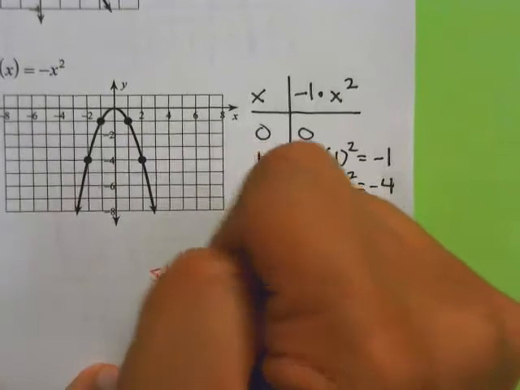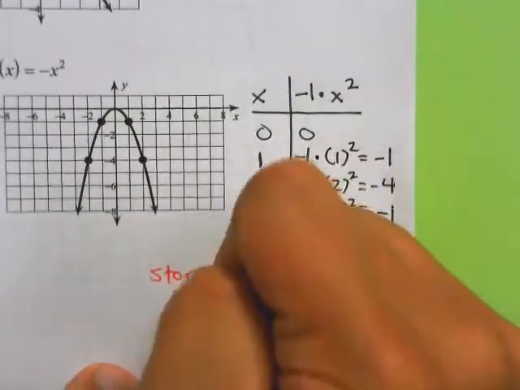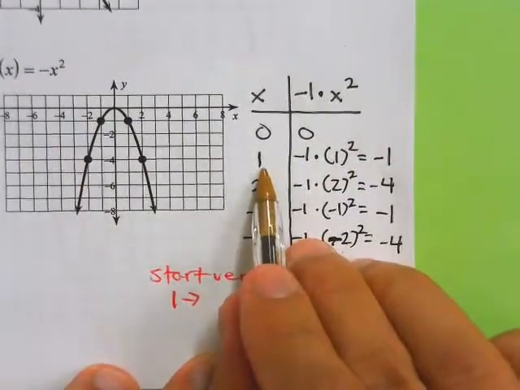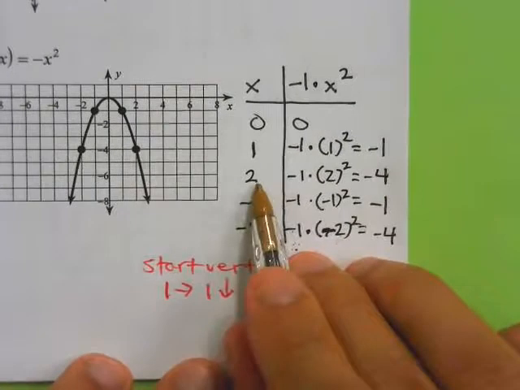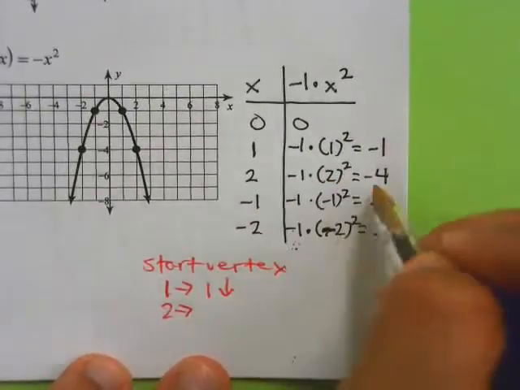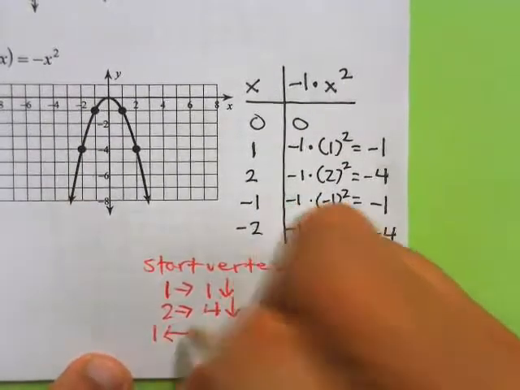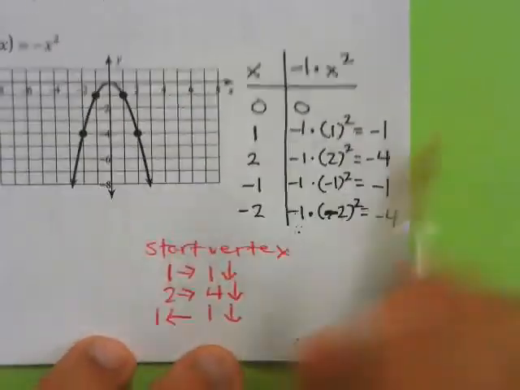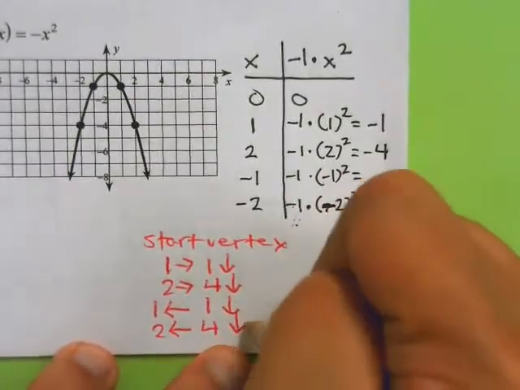You're still going to start on the starting point or the vertex. And then this is going to be your pattern. You're going to go 1 to the right, but this negative dictates that you're going to go 1 down. You're going to go 2 to the right, and then 4 down. 1 to the left, 1 down, 2 to the left, and then 4 down.